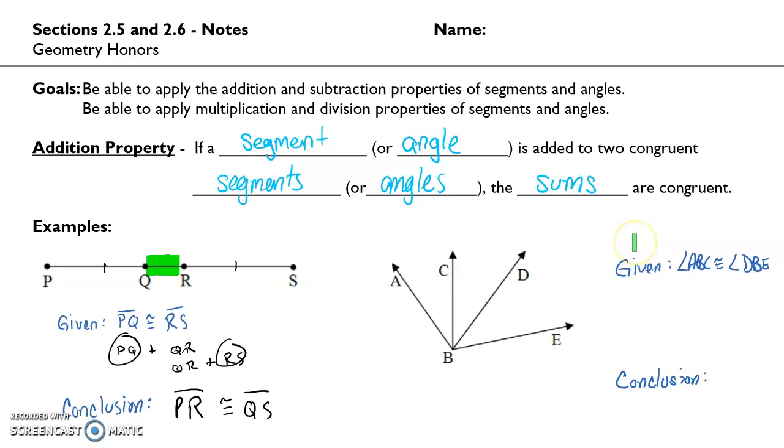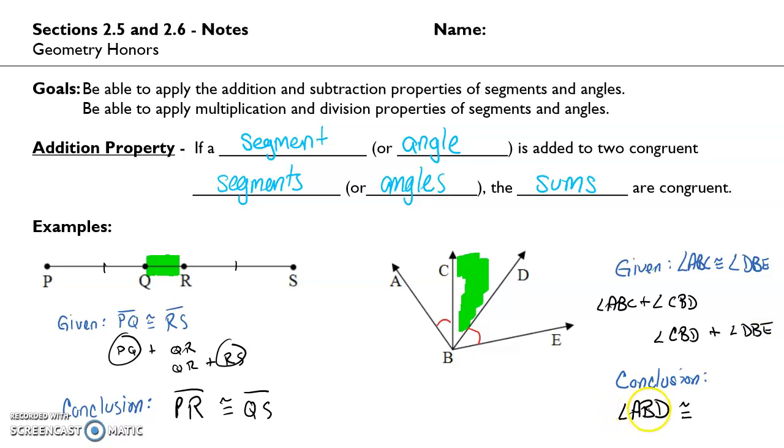And then the same thing can be said about angles. If I have been given that angle ABC is congruent to angle DBE, and I add one angle, angle CBD, I can make a final conclusion that my angle ABD, which is coming from angle ABC plus angle CBD, is going to be congruent to what I get when I add angle CBD, that same angle, to my congruent angle DBE. So angle ABD is going to be congruent to angle CBE.